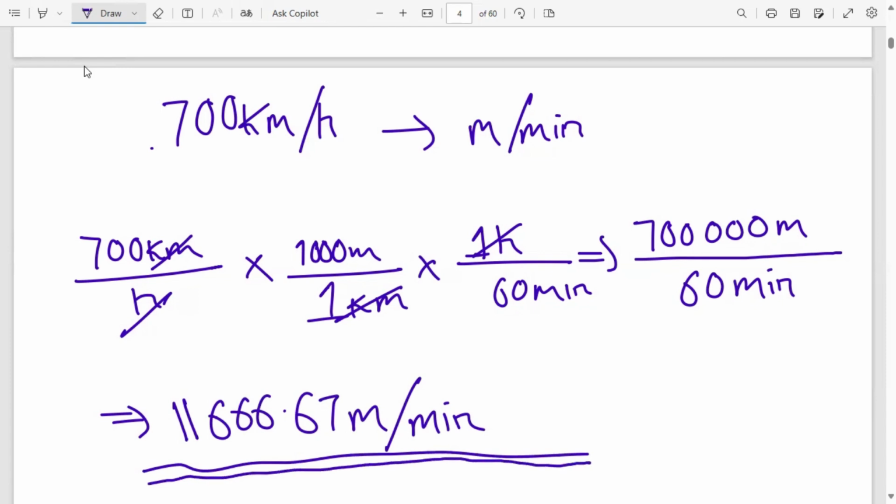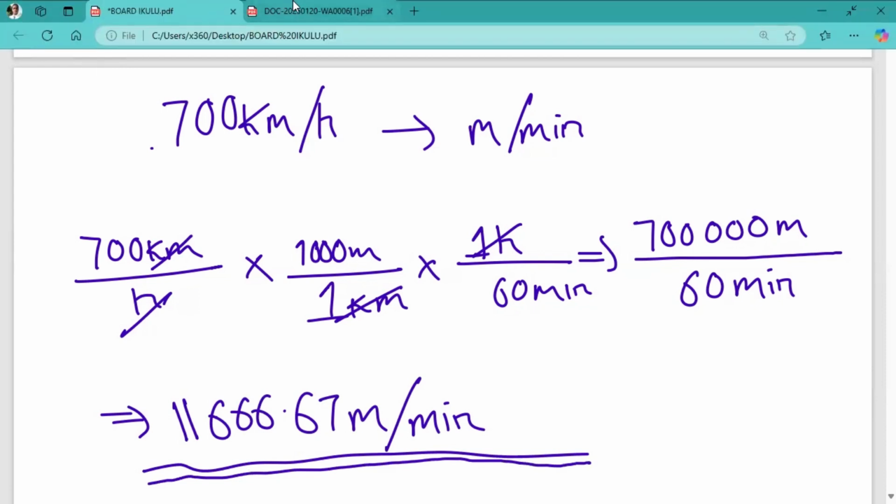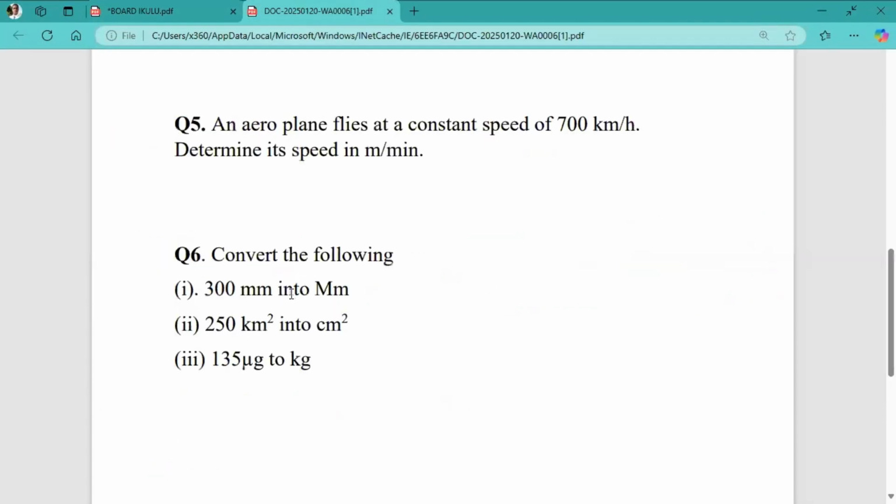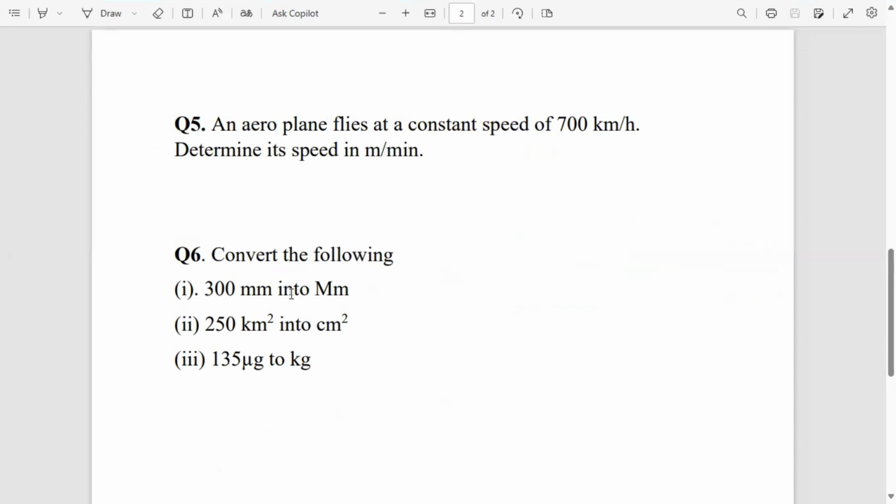All right, so we move on to the last question now, which is saying convert the following. The first one, we have 300 millimeters. We convert 300 millimeters to these units here. And what are we going to do?